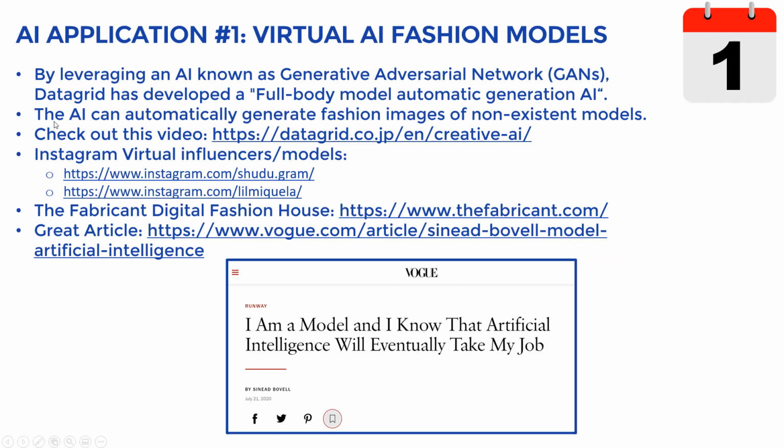So the AI can essentially automatically generate fashion images of non-existing models. And I've included the video that we just saw right now. I highly recommend that you go ahead and check out the DataGrid website. There's a lot of useful information. And this is just one application of AI in fashion.